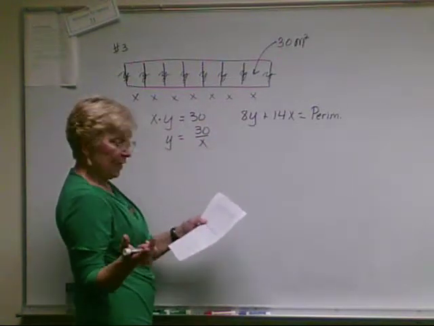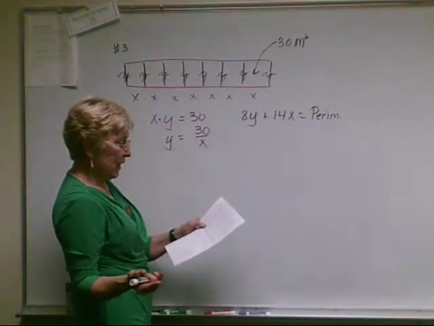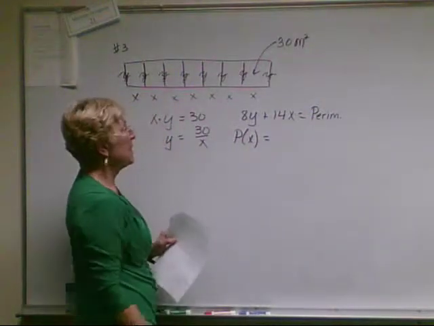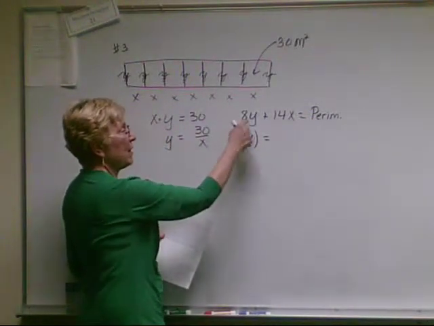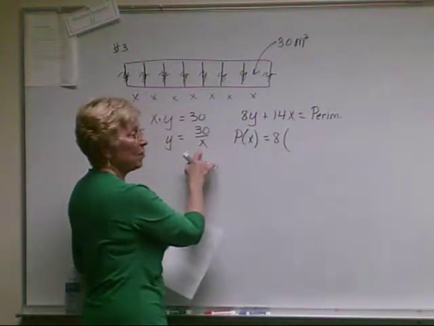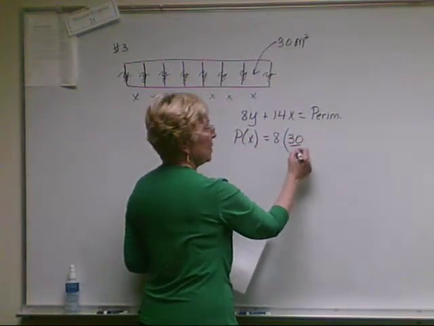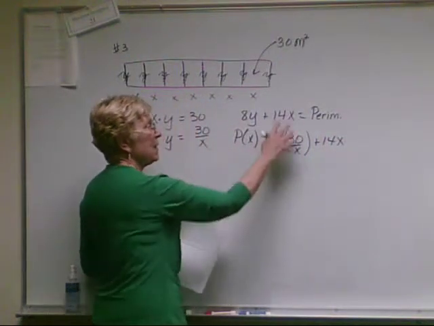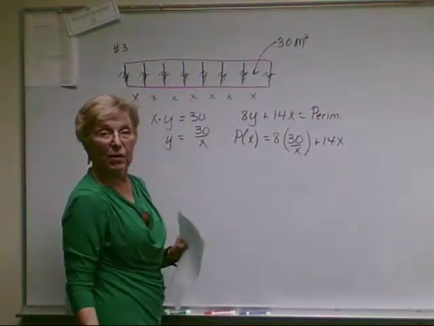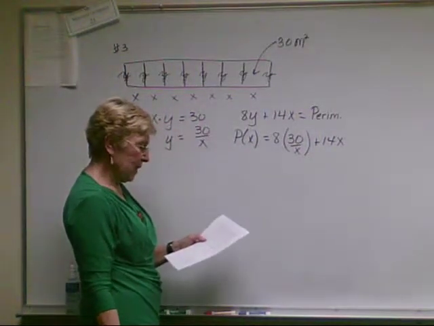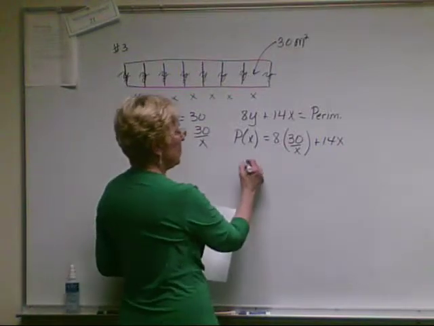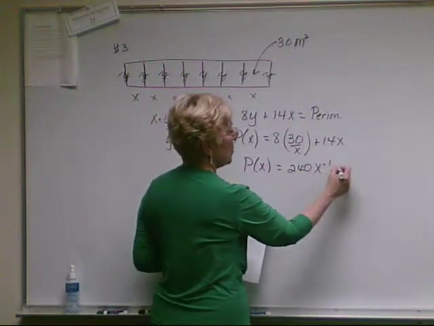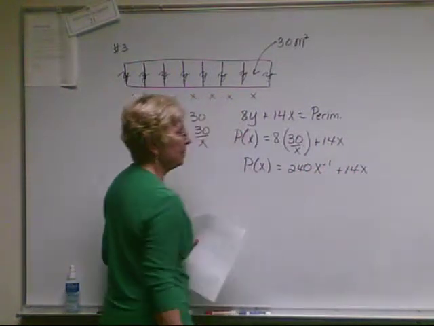But I want to write a formula in one variable, so you can see on the sheet that I wrote a formula for perimeter in terms of x only. So when I get to this y right here, I'm going to replace it with this expression. Thus, I have a formula that says the same thing, the perimeter for the fencing needed. And we've tidied it up a little bit, got it ready for a derivative: 240x to the minus 1 plus 14x.